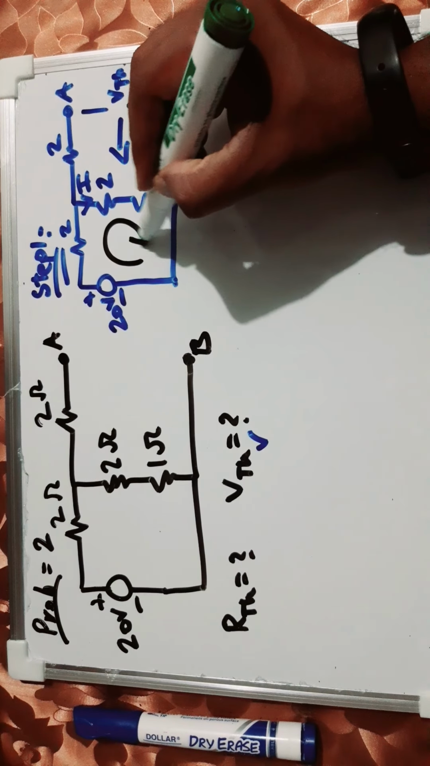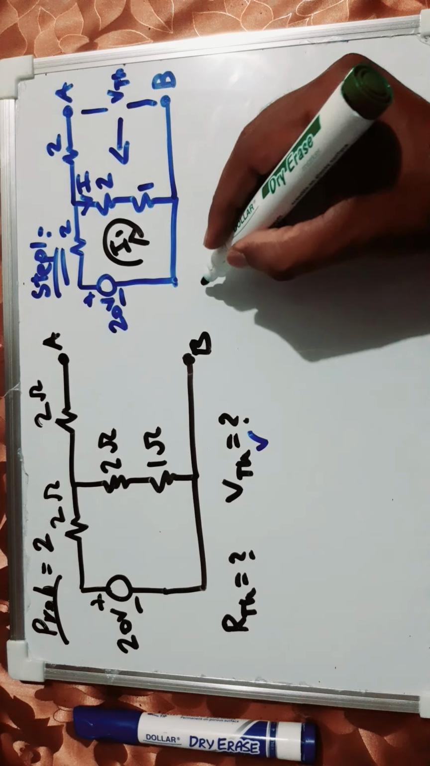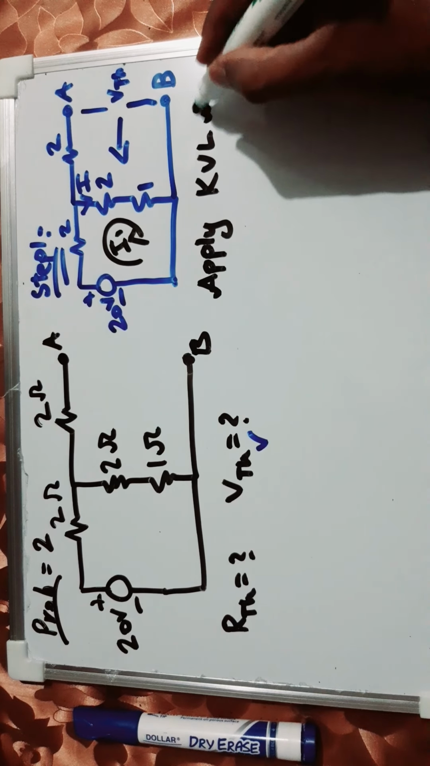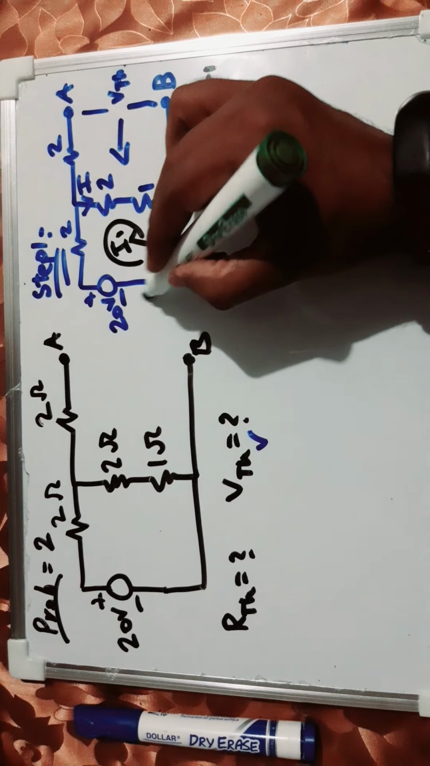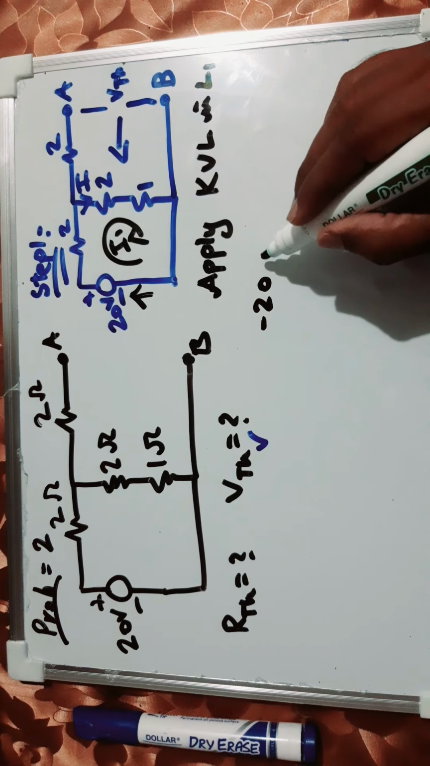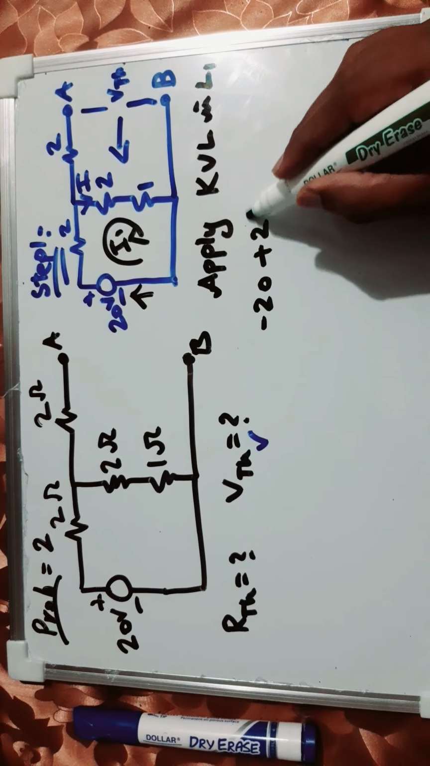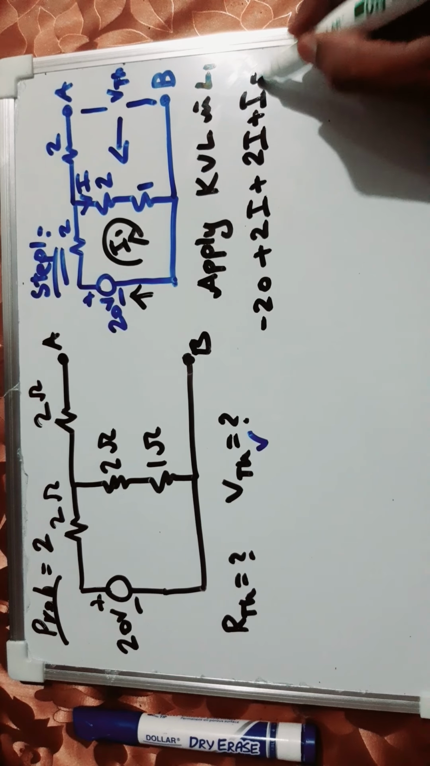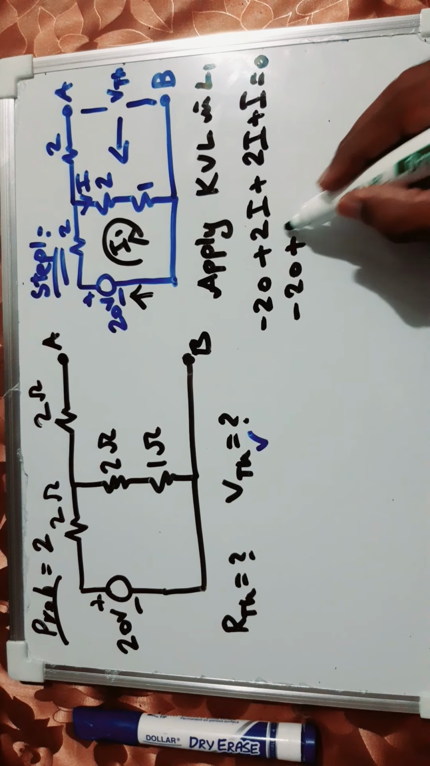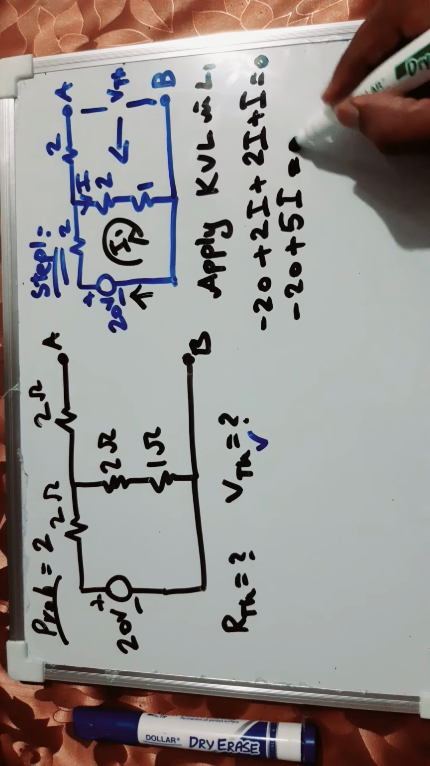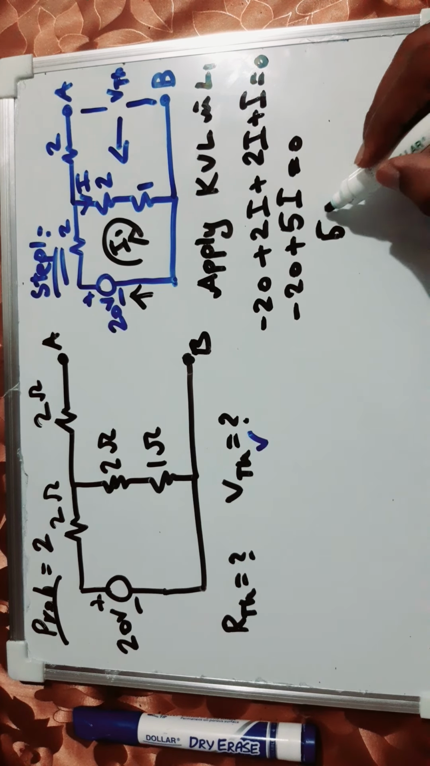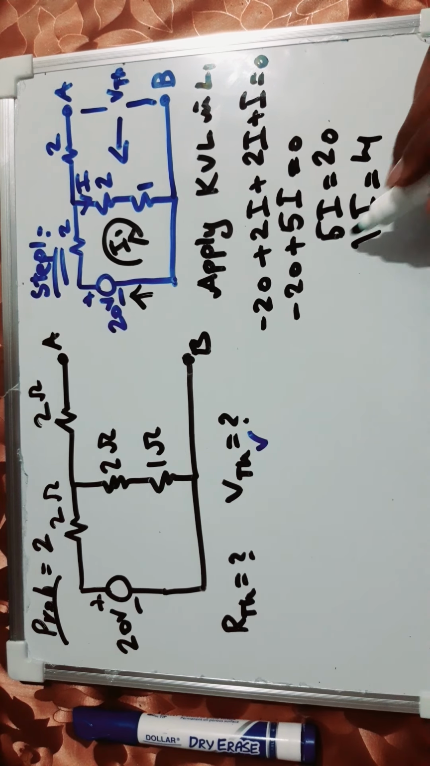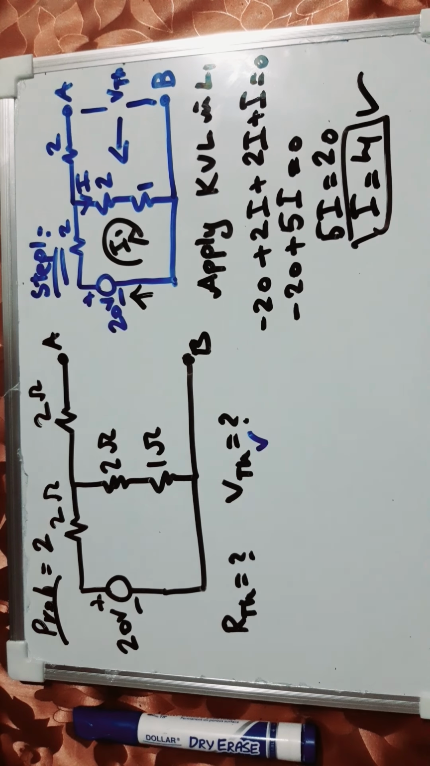We will apply KVL in loop 1. So the entrance point is minus 20, then all others will be positive. 2I plus I is equal to 0, so minus 20 plus 5I is equal to 0, and 5I is equal to 20, and I is equal to 4. So this is the I value we get.